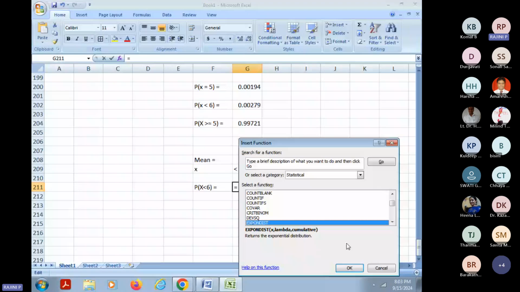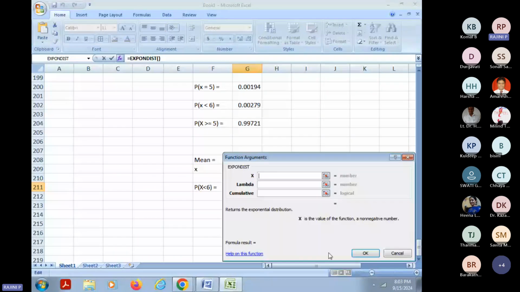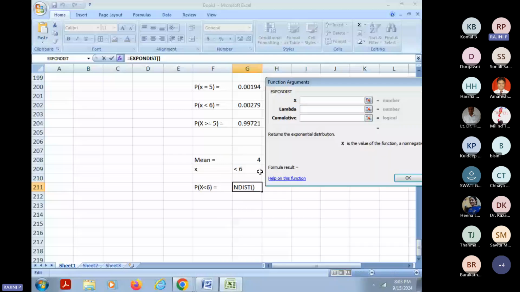Then here it is asking what is the x. X is nothing but 6, which I need to find. Don't write less than 6, 6 only. In cumulative you need to mention true or false. Less than means we take true. Okay, less than means we take true. And lambda, lambda means what? Here we take a mean value.